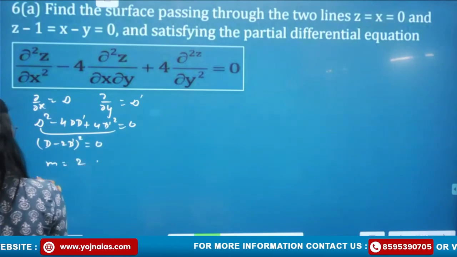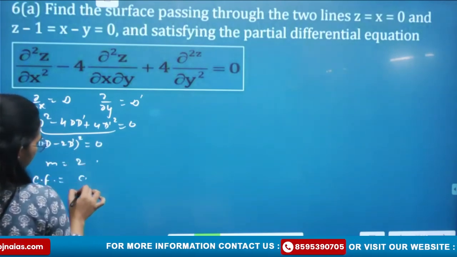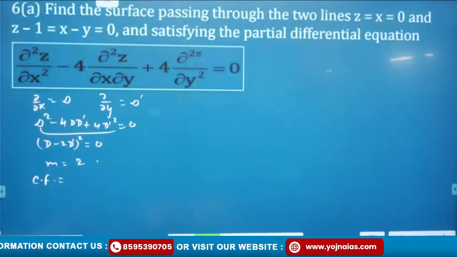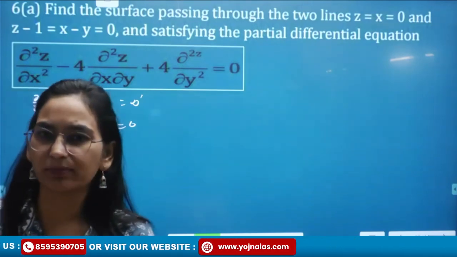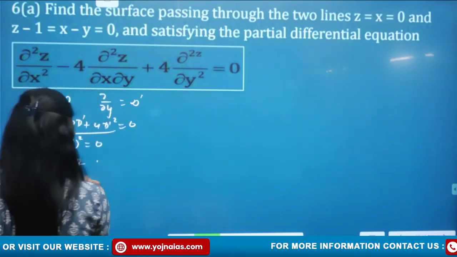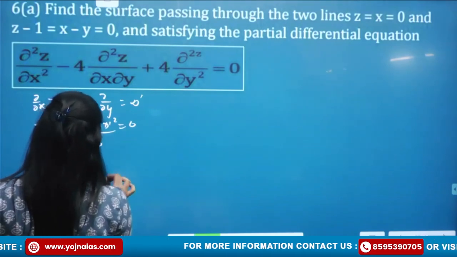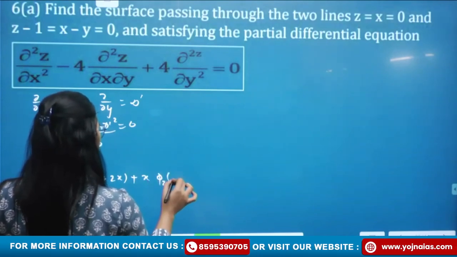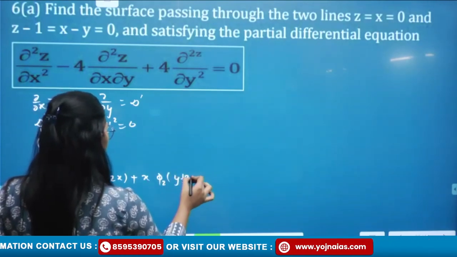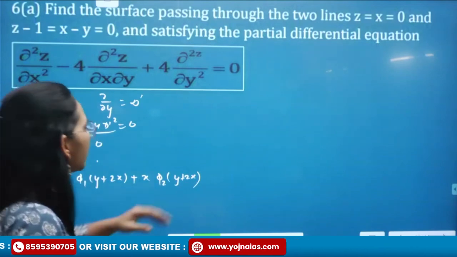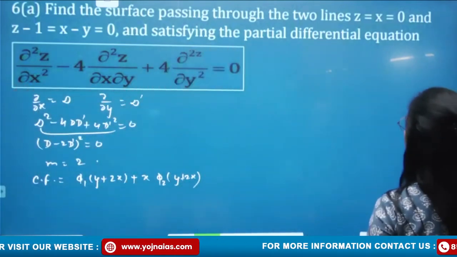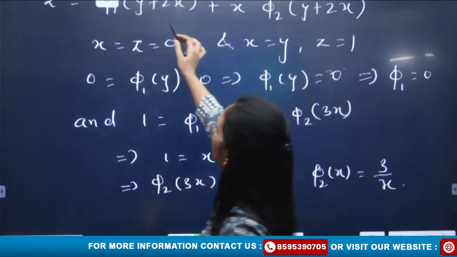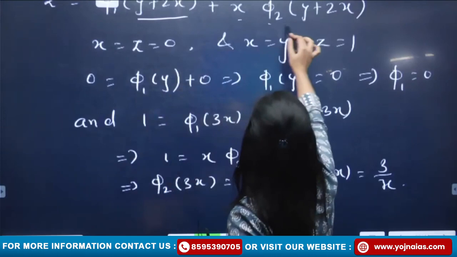So the solution, the complementary function, would be c1, not c1 here. We have a partial derivative, so the constants would be arbitrary functions, not arbitrary real values. So it would be φ1(y + mx), that is y + 2x, plus x times φ2(y + 2x), because the roots are repeated. Okay, and then you need to find a surface which satisfies these conditions. So our solution is φ1(y + 2x) + xφ2(y + 2x).